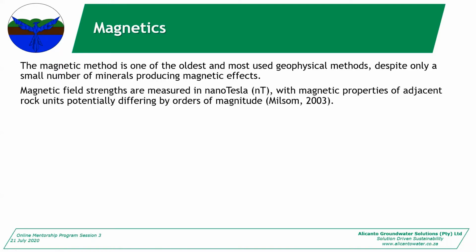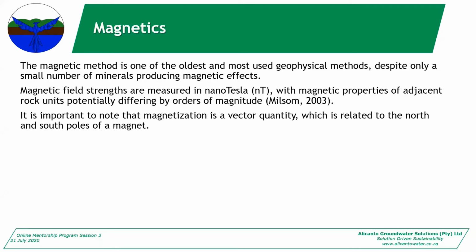Magnetic field strengths we measure in nanotesla, or nT, with magnetic properties of adjacent rock units potentially differing by orders of magnitude. So if you're going over a nice shallow dike in the Karoo somewhere where you've got Ecca Formation sandstone and shales, then you go onto your dolerite dike, you might get an anomaly of 5,000 and above. It'll be a huge jump in your graph. And that's what you want. You want these strong anomalies that are clear as day, and you can interpret them nicely.